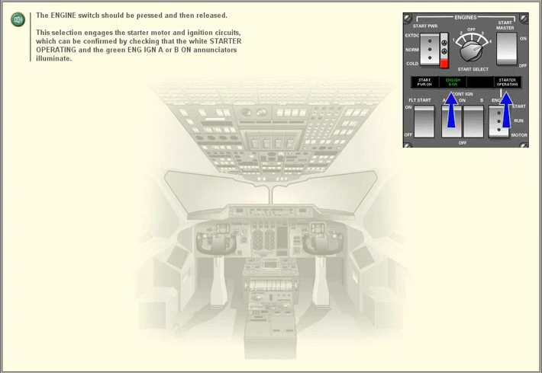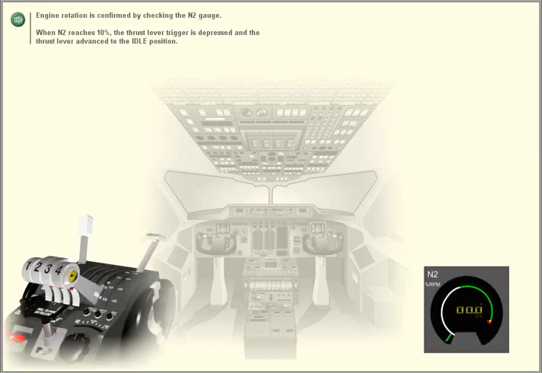This selection engages the starter motor and ignition circuits, which can be confirmed by checking that the white Starter Operating and the green Engine Ignition A or B on annunciators illuminate. Engine rotation is confirmed by checking the N2 gauge. When N2 reaches 10%, the thrust lever trigger is depressed and the thrust lever advanced to the idle position.